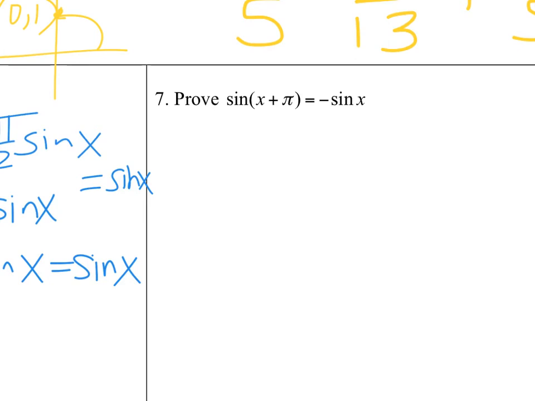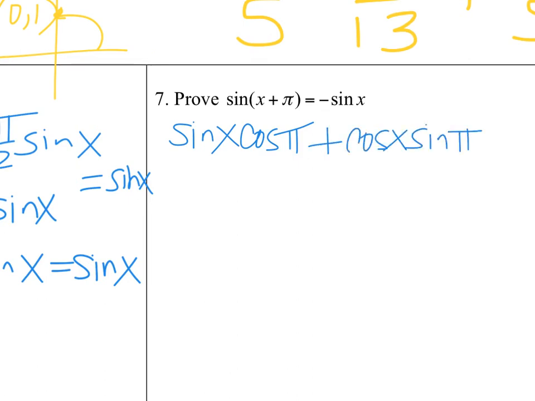All right, let's do the cheer. Are you ready? Sine, cosine, cosine, sine, cosine, cosine, sine, sine, sine. Isn't it fun? All right. Sine x, cosine pi, plus cosine x, sine pi. And we're supposed to get that equal to negative sine x.